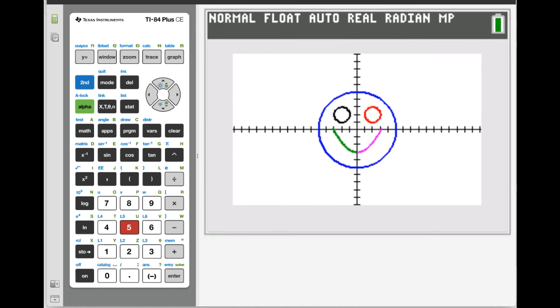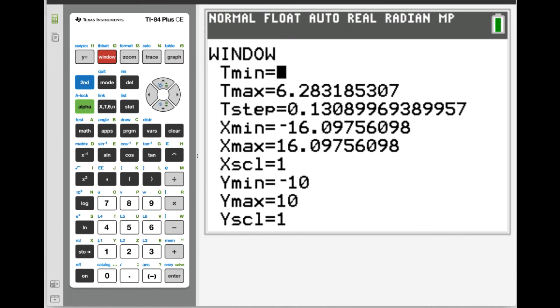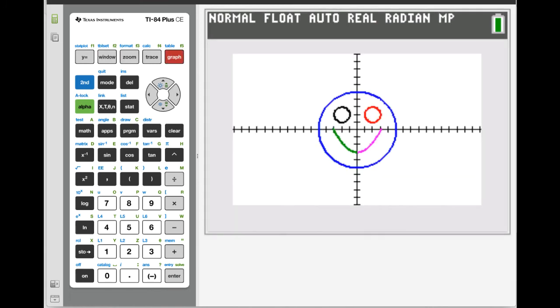Notice it doesn't go to -10 anymore. It goes a little further out to squish in the x's and get a truly square window. In fact, if we go to the window, we can see that our x-min and x-max are about -16 to 16. So I hope you had fun with that. That was a lot of fun.